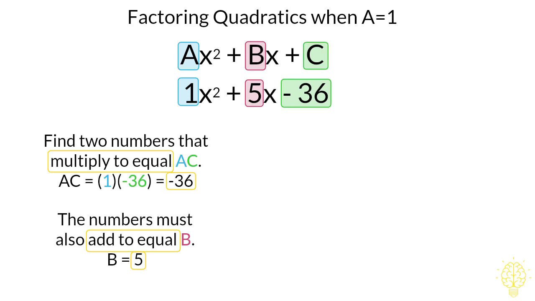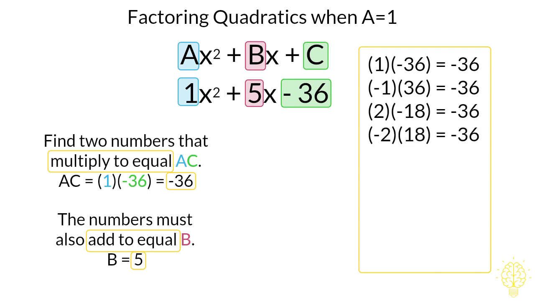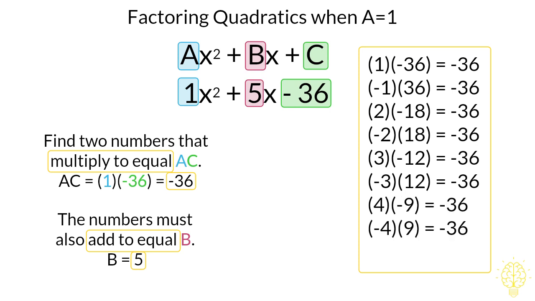Let's find these numbers. I'm going to make a list of numbers that multiply to equal negative 36. Then I'm going to look through my list and find out which pair of numbers will also add to equal 5. I know that 1 times negative 36 is negative 36, or negative 1 times positive 36 is negative 36. I know that 2 times negative 18 and negative 2 times 18 both equal negative 36. And then there's 3 times negative 12, negative 3 times 12, 4 times negative 9, negative 4 times 9, and then there's also 6 times negative 6.